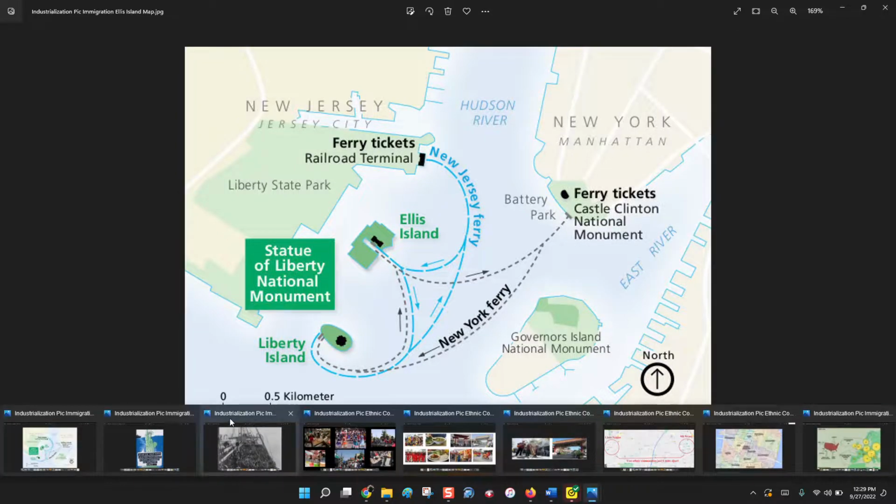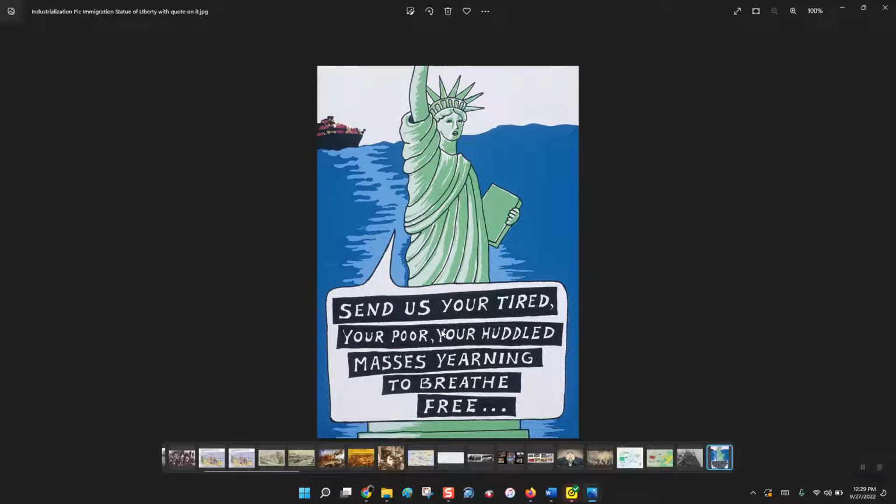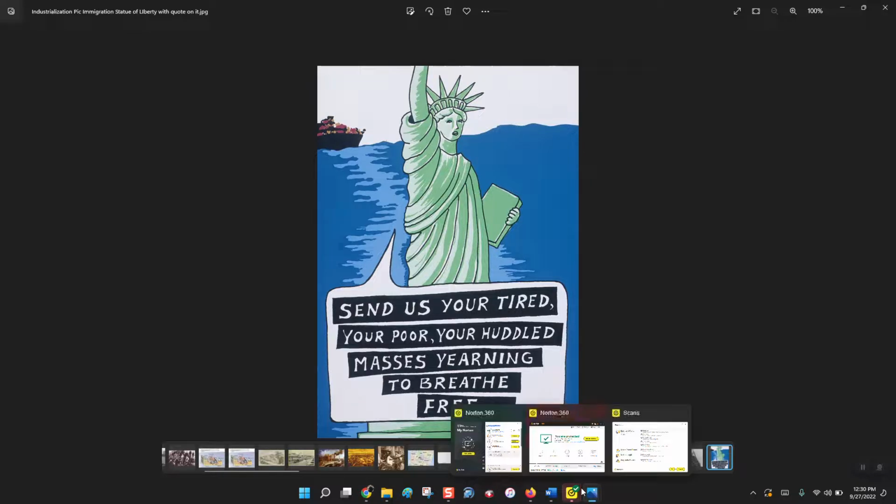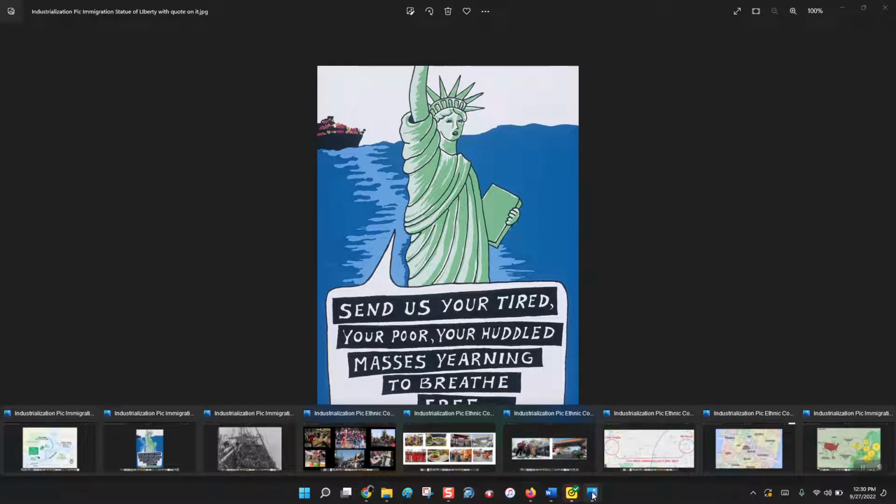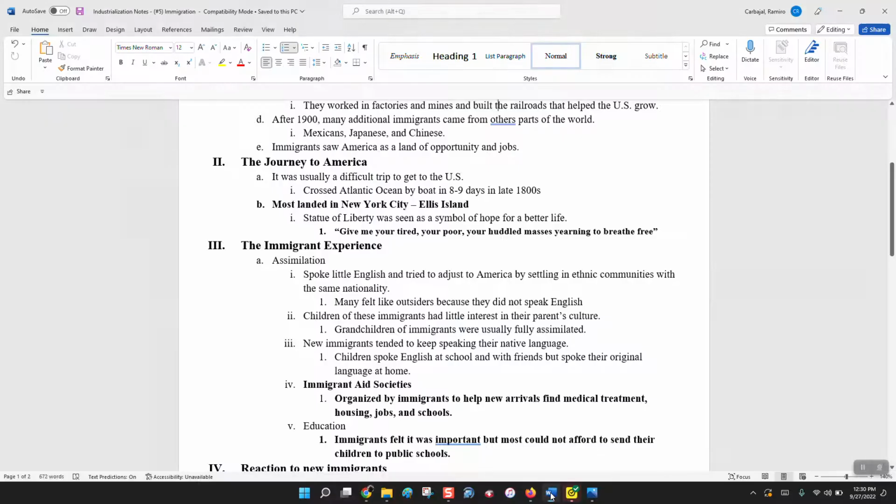Even on the Statue of Liberty itself, they have a quote that's really famous. It says, "Send us your tired, your poor, your huddled masses yearning to breathe free." Basically, our Statue of Liberty represented how we saw this immigration back then, and it tells you right here as well. Give me your tired, your poor, your huddled masses yearning to breathe free. We wanted them all from all parts of the world.